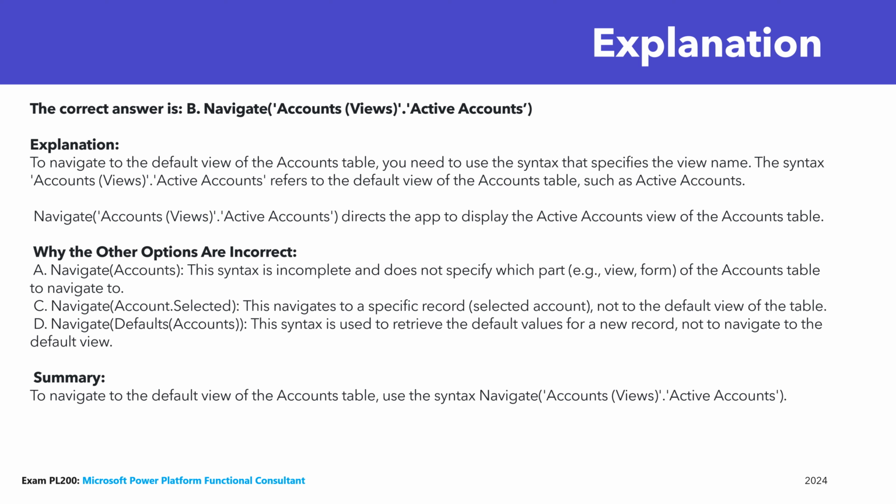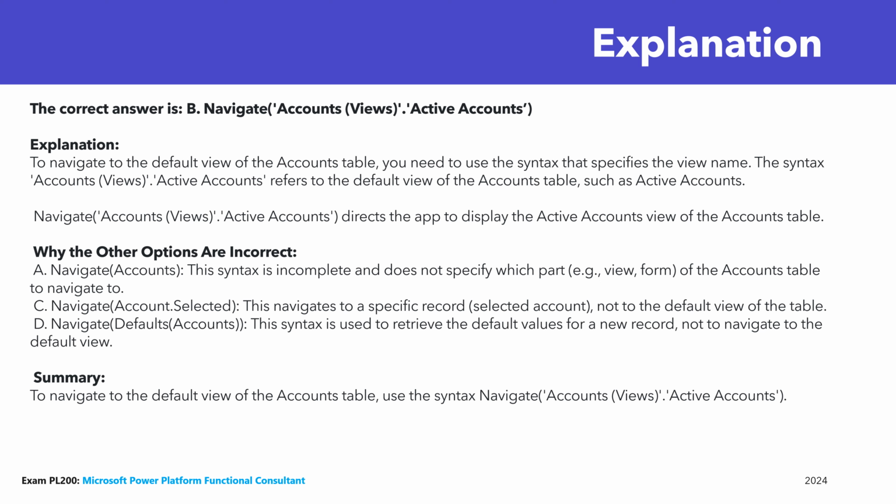The correct answer is B. Navigate accounts views, active accounts. Explanation. To navigate to the default view of the accounts table, you need to use the syntax that specifies the view name. The syntax accounts views active accounts refers to the default view of the accounts table, such as active accounts. Navigate accounts active accounts directs the app to display the active accounts view of the accounts table.